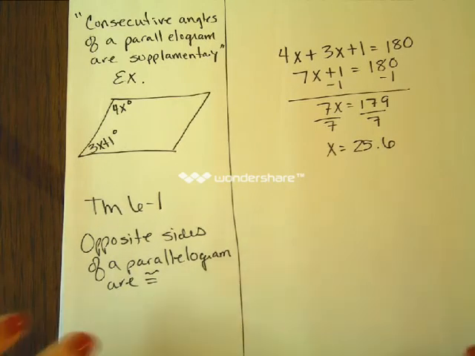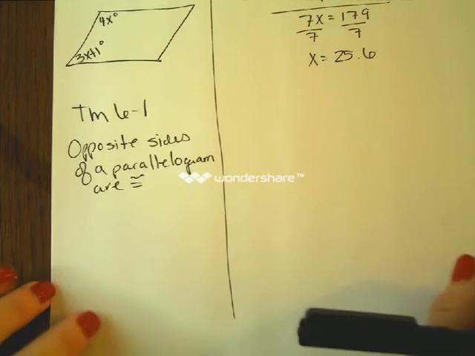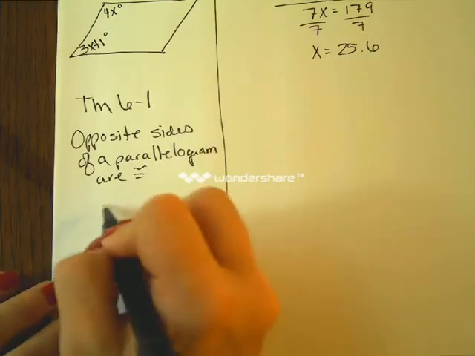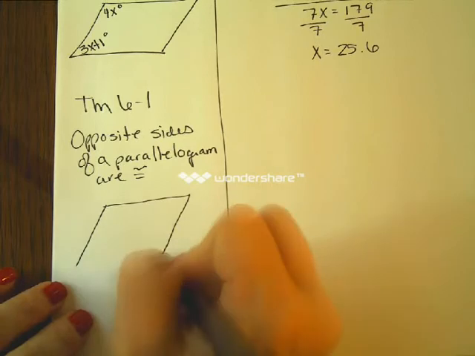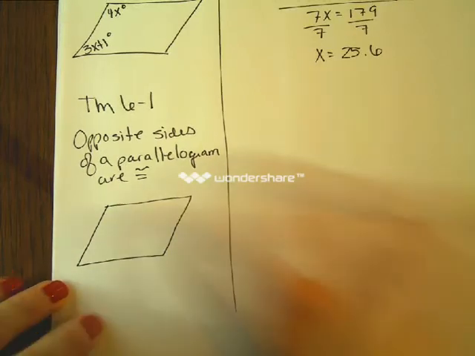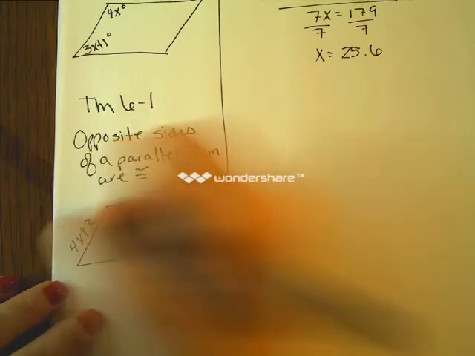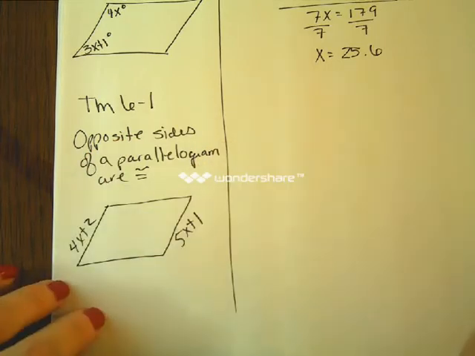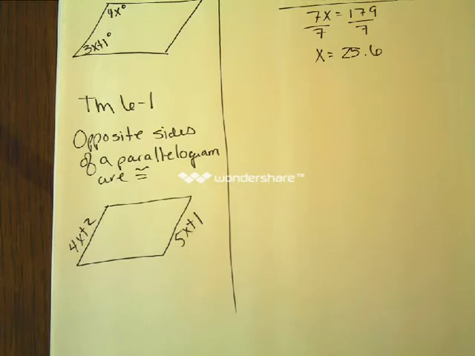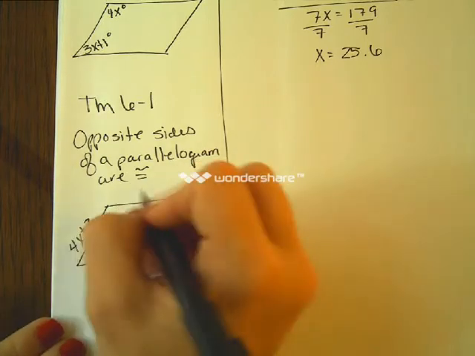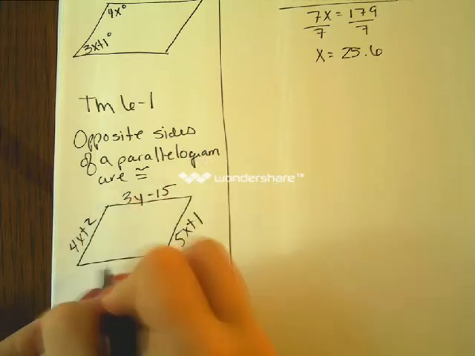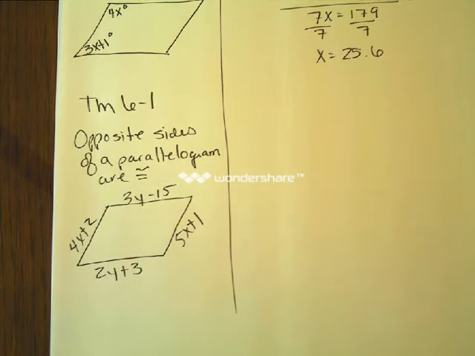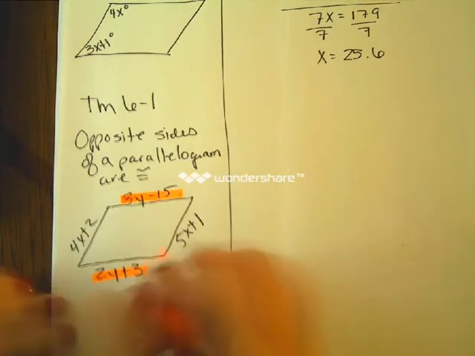Some of you already know what this example is going to look like. How would you apply this theorem to a problem? Obviously if I tell you that this is a parallelogram, and this is 4x plus 2, and this is 5x plus 1, there's one example. Or this is 3y minus 15, and this is 2y plus 3. If they're opposite, that means they're equal. So I can set that equal to that, because they are opposite.